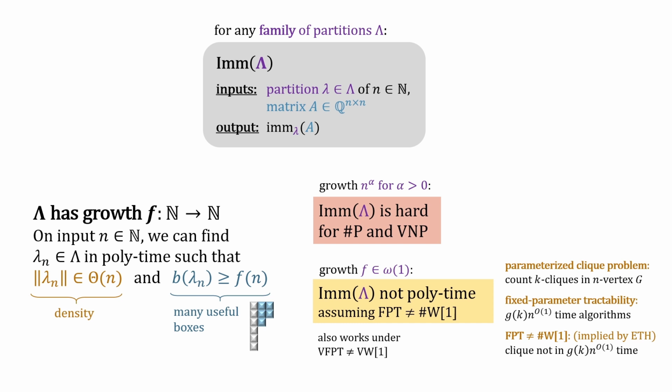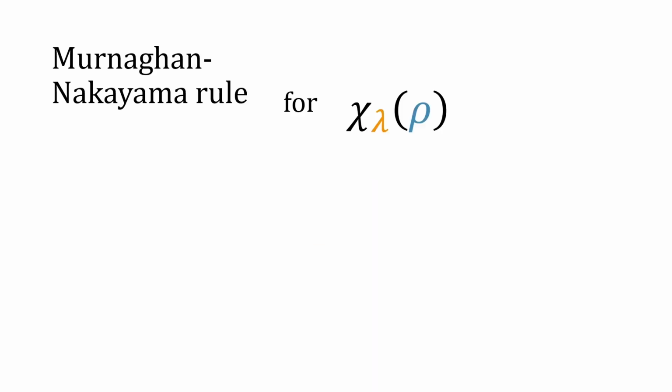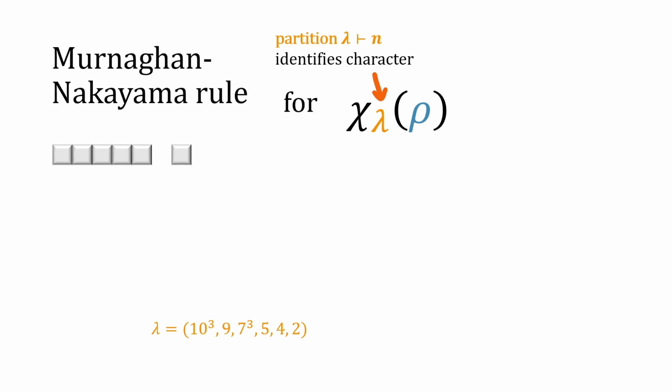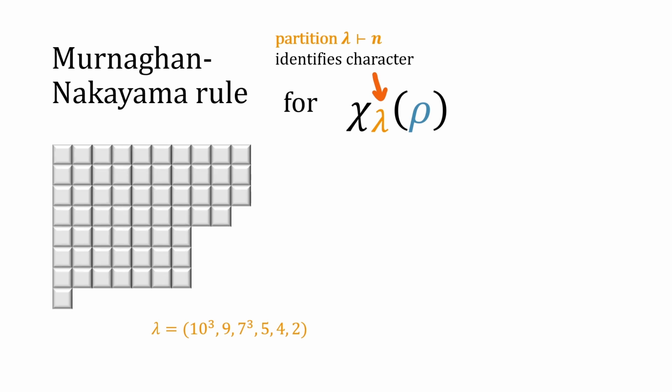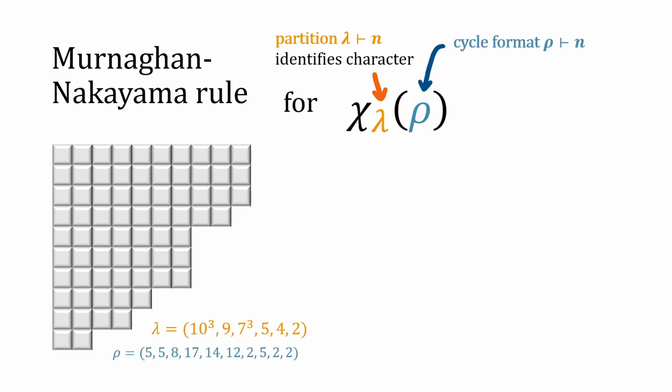How can we prove this? First, we need to understand the irreducible characters of S_n a bit better. A nice combinatorial formula will help us here, the Murnaghan-Nakayama rule. Let's say we want to evaluate the irreducible character chi lambda at some cycle format rho. Lambda is shown as the gray diagram here, and rho is listed here. The first step is to pick some arbitrary part from rho, let's call it k, and then decompose rho as k followed by rho prime, which is just the remaining cycle format.